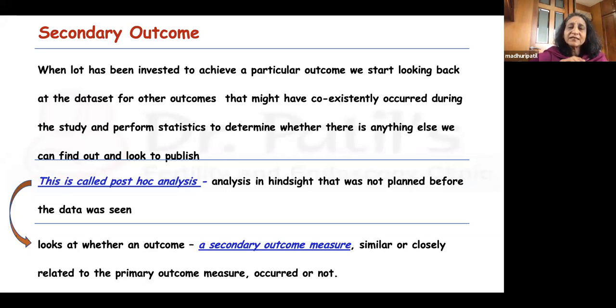That is, it is analysis in hindsight that was not planned before the data was seen. Here what we are looking at is a secondary outcome measure, which is similar or closely related to the primary outcome measure. Your primary outcome measure may or may not be positive or negative. But along with that, when you have certain other positive findings in the secondary outcomes, because we had not planned for this analysis earlier, it is called a post hoc analysis.